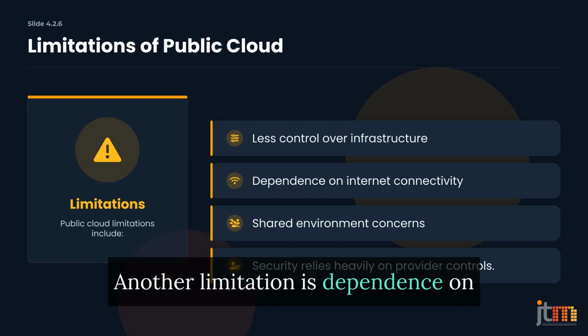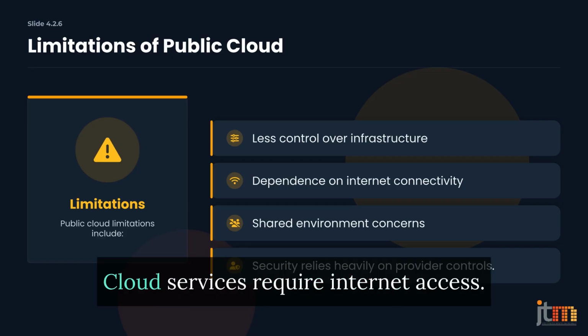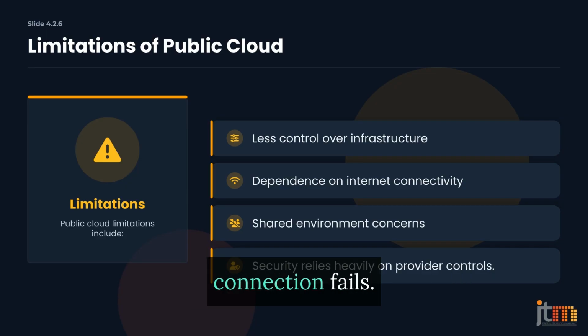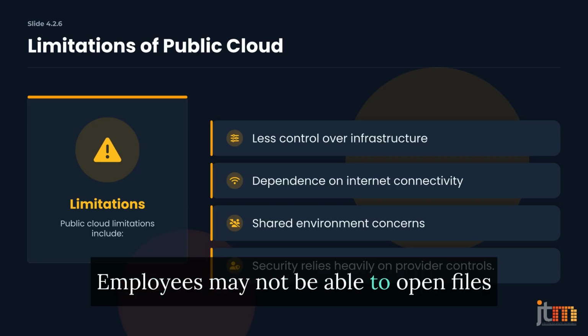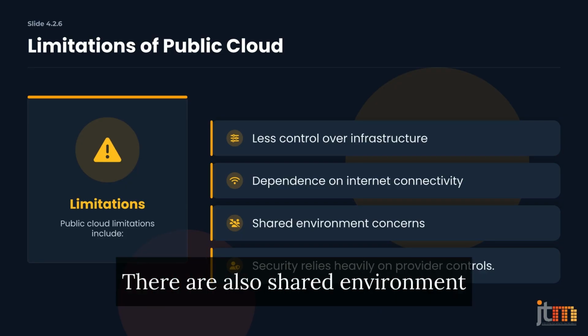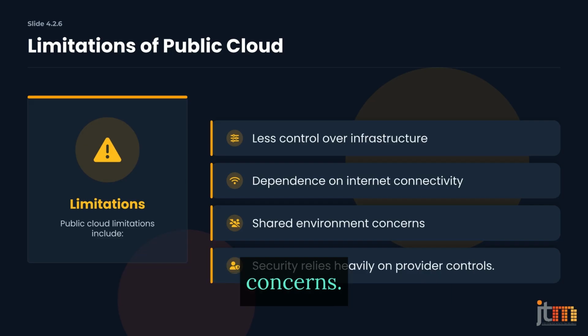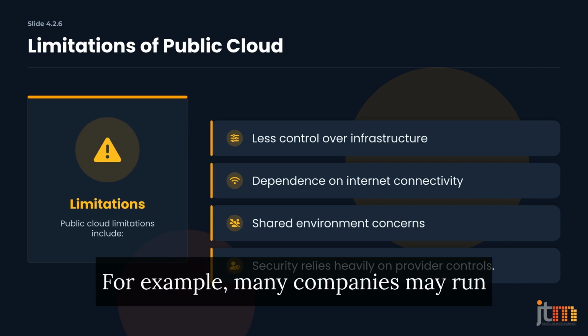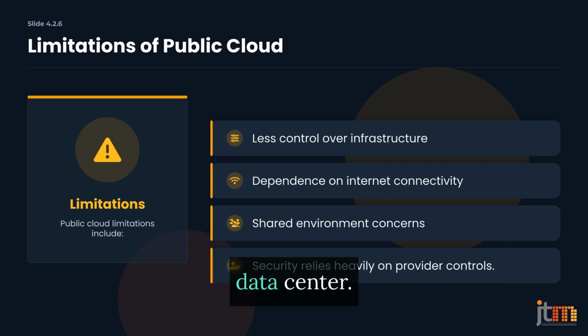Another limitation is dependence on internet connectivity. Cloud services require internet access. For example, if an office internet connection fails, employees may not be able to open files stored in Google Drive. There are also shared environment concerns. Public cloud infrastructure is used by many organizations at the same time. For example, many companies may run applications in the same Microsoft Azure data center.